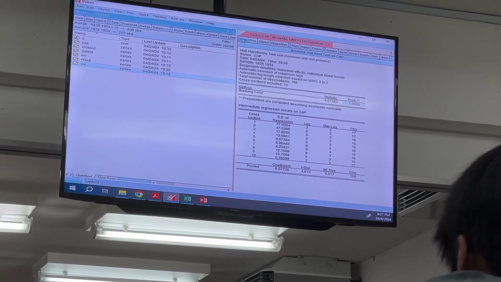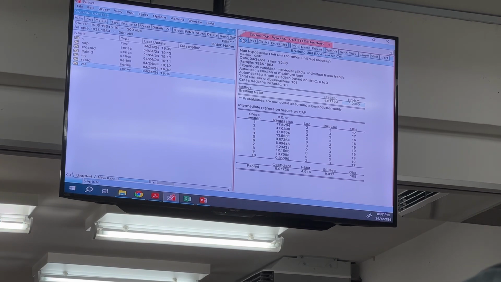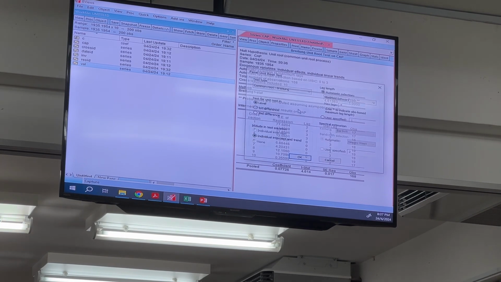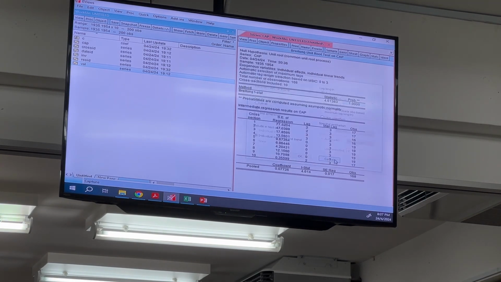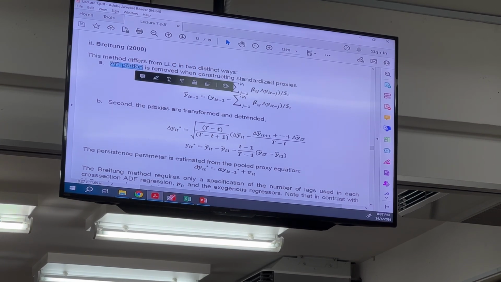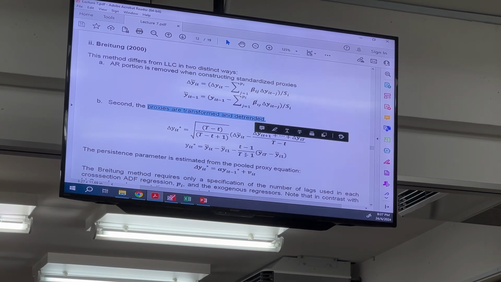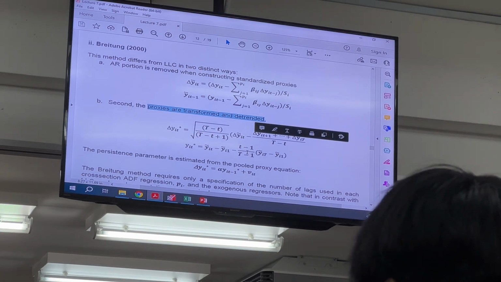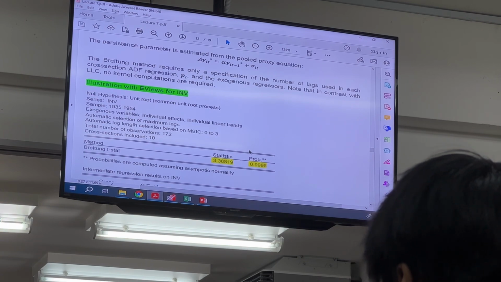If you want to test for the first difference, you go to view and then go for the first difference. So the breakdown differs from the LLC in that it has no AR component, and the proxy is transformed and retrained. These are the innovations in the breakdown as compared to the LLC.